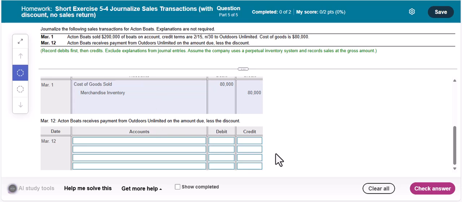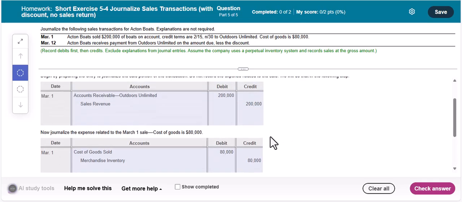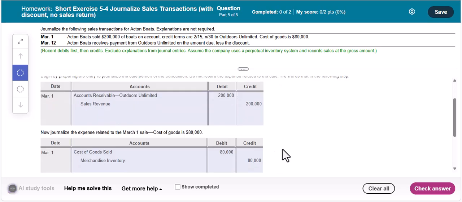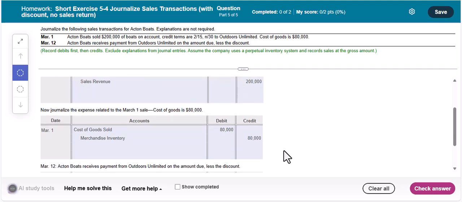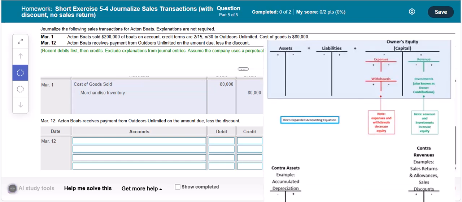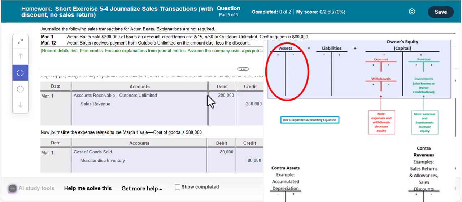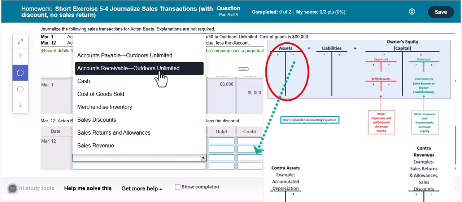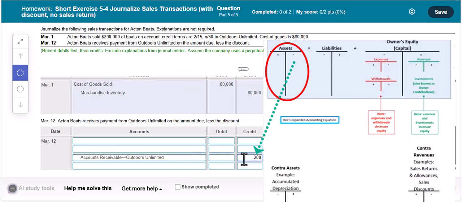Let's start with the easiest account to understand. Again, what did we receive in the first transaction from this Outdoors Unlimited? We got accounts receivable. So we haven't received any cash. However, in this bottom journal entry, we are getting rid of that accounts receivable because they are paying us. So that means since we debited accounts receivable up here, in order to get rid of it, we need to credit it. So that is going to be our credit. We're going to skip the first two lines, and I'll show you why in just a minute. So credit for $200,000.